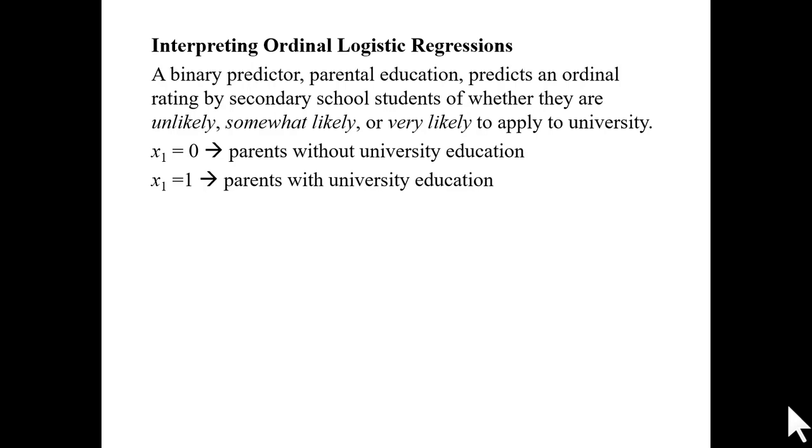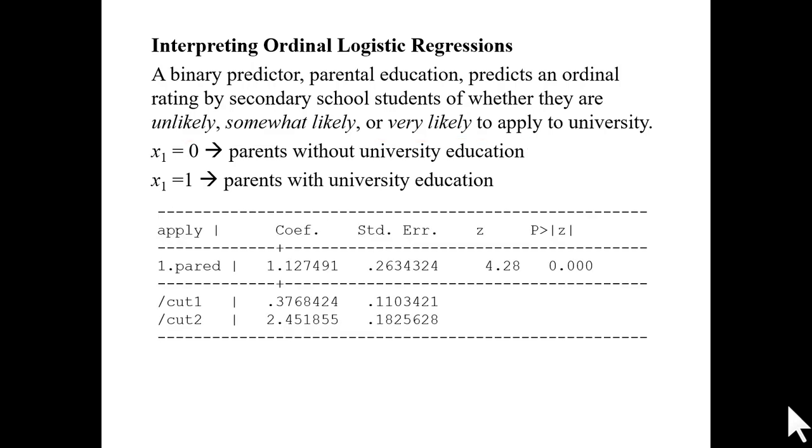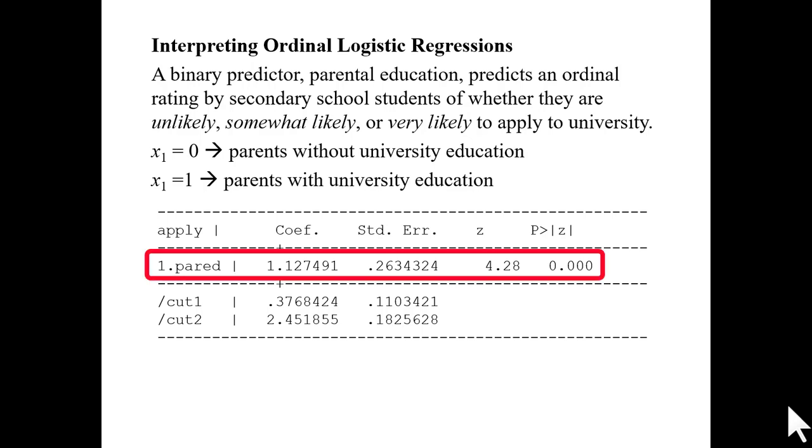So let's say we've got a binary predictor, parental education, predicting an ordinal rating by secondary school students of whether they're unlikely, somewhat likely, or very likely to apply to university. So we've got parents without university education and parents with university education. Those are our two groups that we're using to predict this. Let's suppose we've run our ordinal logistic regression, and we've got a significant coefficient. It's positive. It's 1.127.